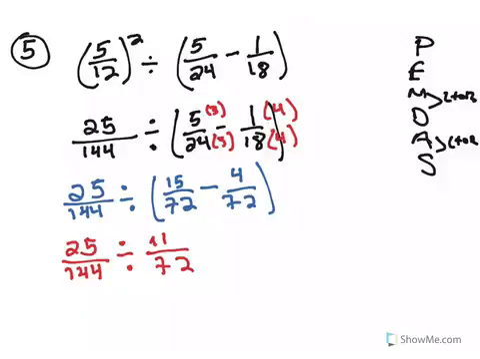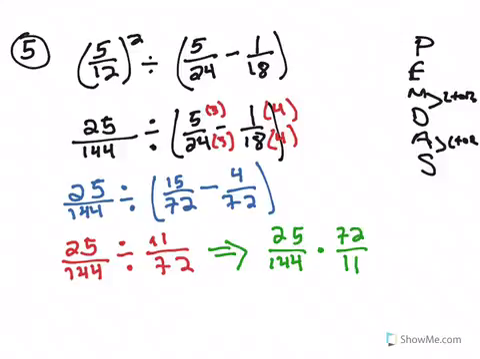And now I'm going to remember my rules of fractions, that whenever I'm dividing, I cannot divide fractions, therefore I have to switch them to multiplication. I keep the first fraction, I switch the sign to multiplication, and I flip the second fraction. 11 over 72 and 11.